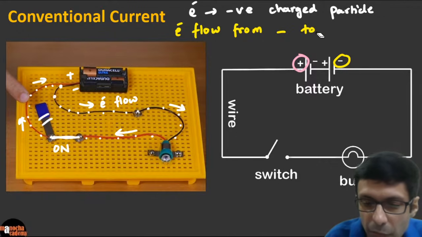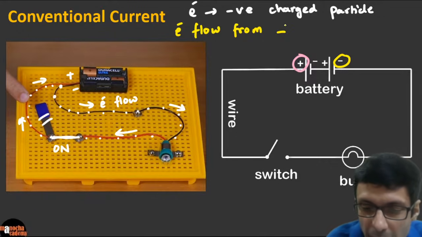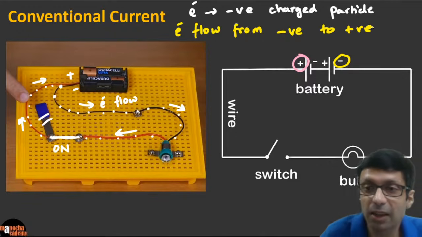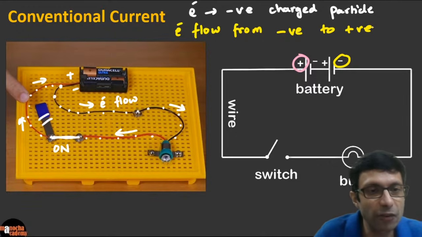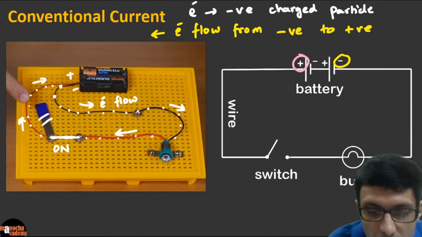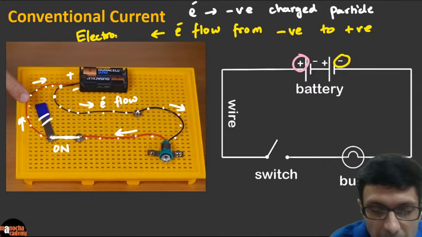So let's write that, flow from negative terminal, right? So from negative to positive. And guys, do you know what this current is known as? So we know it's called electric current. The direction of flow of electrons is called electronic current. Very important term, electronic current.